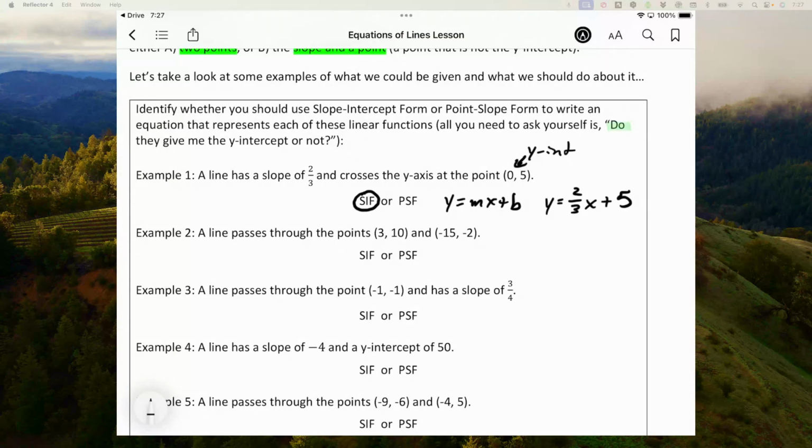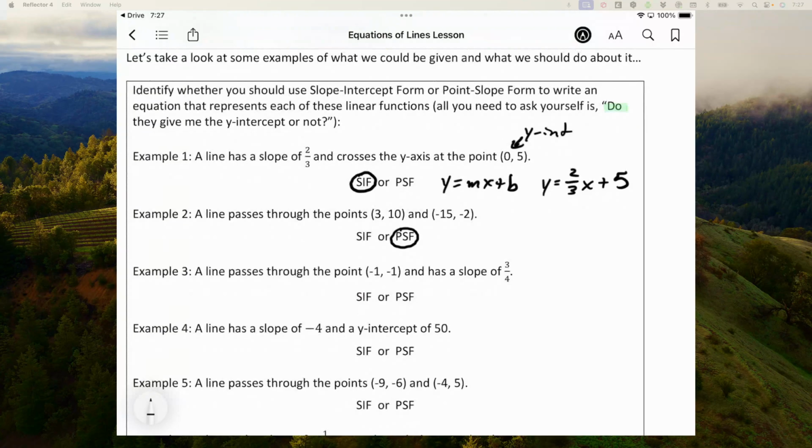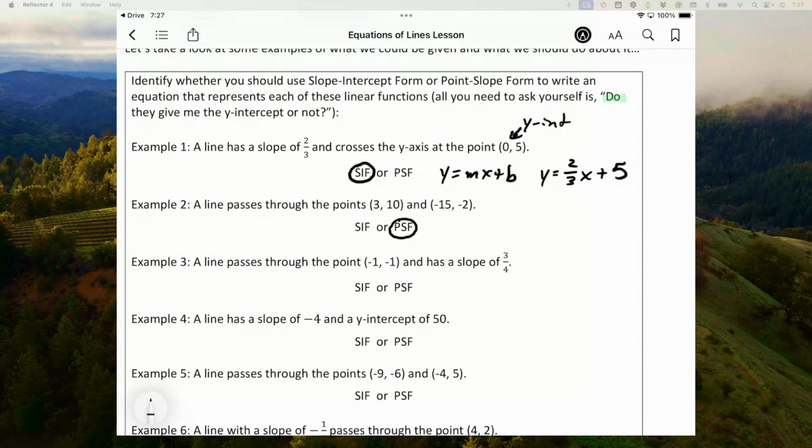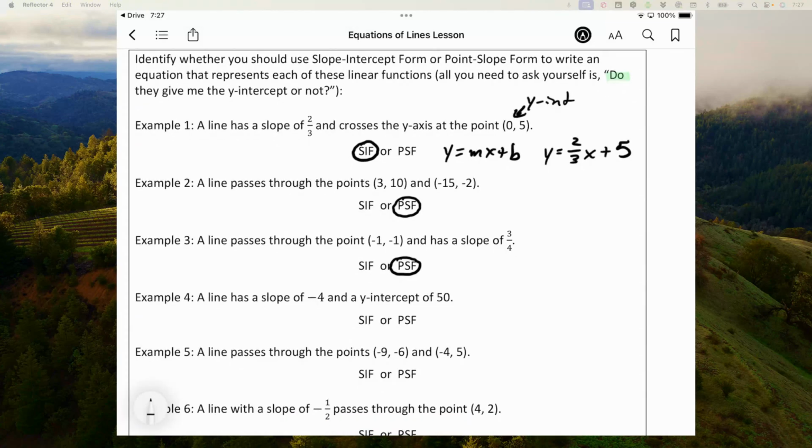So next we have a line that passes through the points (3, 10) and (-15, -2). Do we have the y-intercept? The answer is no. So in that instance, I would need to use point-slope form. Example 3, a line passes through the point (-1, -1) and has a slope of 3/4. Again, no y-intercept, so I would need to use point-slope form.